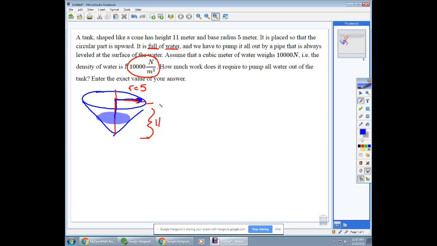So let's see. It has to traverse some height. So measuring from here down is going to be my height. All right, so what do we know about the radius at this point down here? Well, we know the radius starts off at 5 and it drops down to 0, right? Yes, as the height starts off at 0 and goes down to 11.